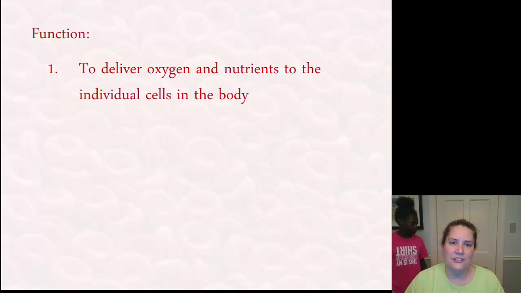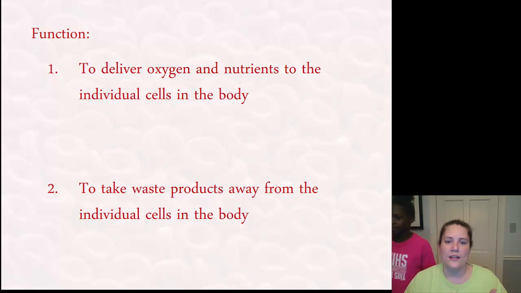Okay, so the function of the circulatory system, there are two functions. One is that it needs to deliver oxygen and nutrients to the individual cells in the body, and the other is that it needs to take waste products away from the individual cells in the body. So we have to get oxygen and nutrients in, and we've got to get waste products out.